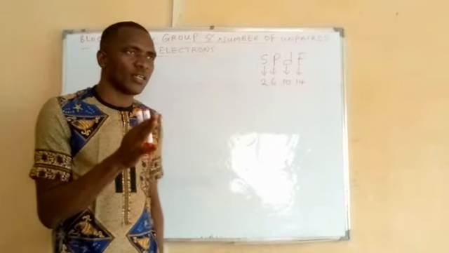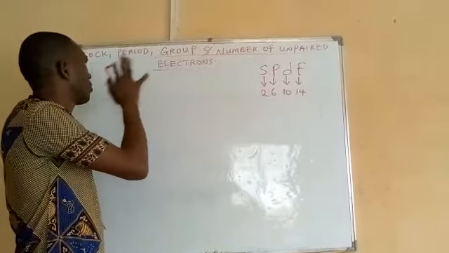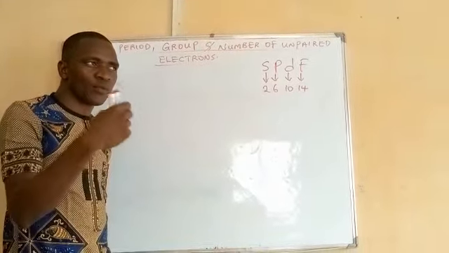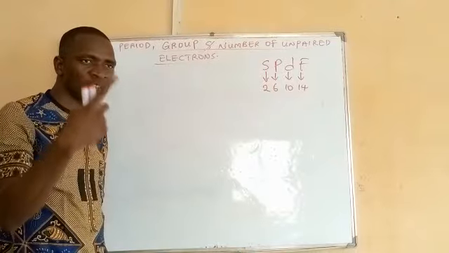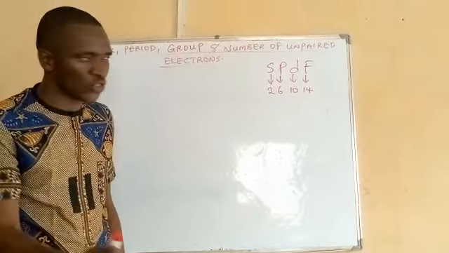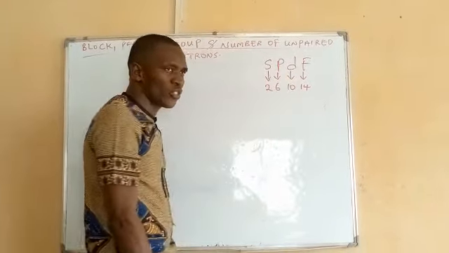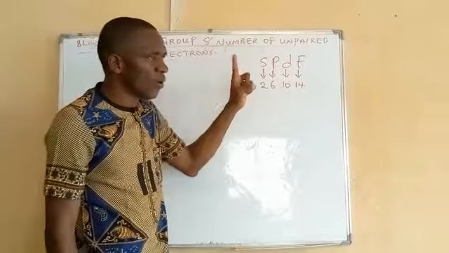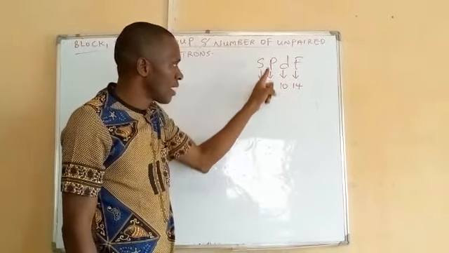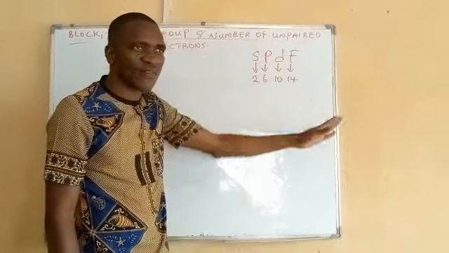For example, we want to quickly see the group, block, and period of an element. How can you identify the block or the period to which an element belongs? Now, to be able to answer that question, the first thing you should note is what we call the SPDF listing configuration. S can carry a maximum of 2, P can carry a maximum of 6, D can carry 10, F can carry 14.